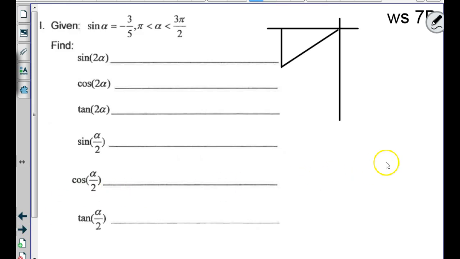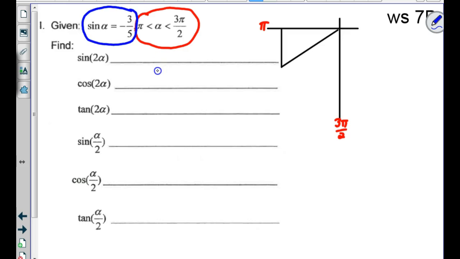All right, worksheet 7B. This is practice, and you're going to have to finish 7B for homework. So whatever we get done is part of your homework, okay? So let's go here. What is this telling us right here about where we should draw this? Right? Pi, 3 pi over 2. So it's in quadrant 3. Then this is telling me how to label my triangle. Where should I put those numbers?